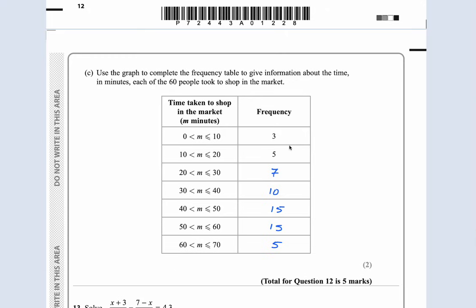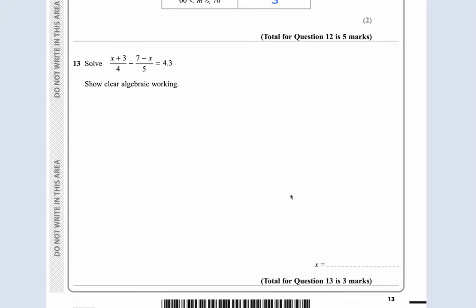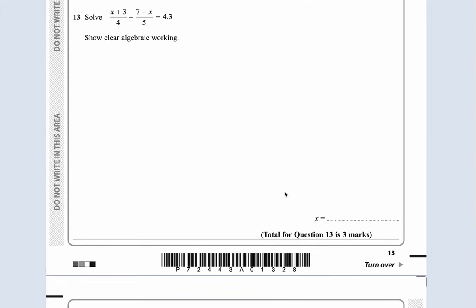So just make sure you understand how that works, guys. When you add each of these up, like the cumulative frequency, you'll get 3, then 8, then 15, then 25, then 40, then 55, then 60. This is what I got from the graph, and I kind of worked backwards to get these. Anyway, don't put these in. Okay, next one, question 13.